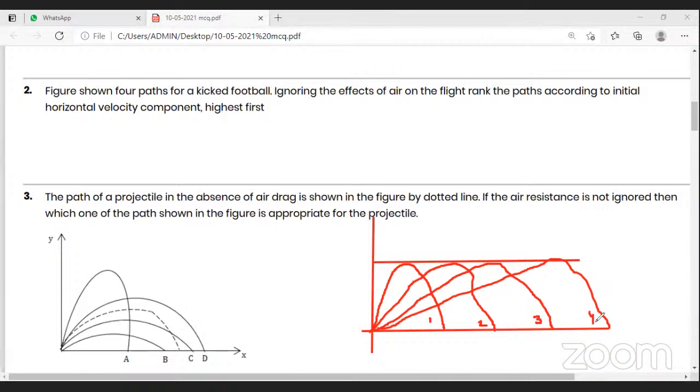Okay. Now, some particle was projected. Of course, air is neglected here. In 4 different cases, the particles are following the paths shown in the figure. Now the question is, rank the paths according to initial horizontal velocity, highest first. Initial horizontal velocity is more for which one? They are asking. Okay. See here, for all the 4, which remains constant?